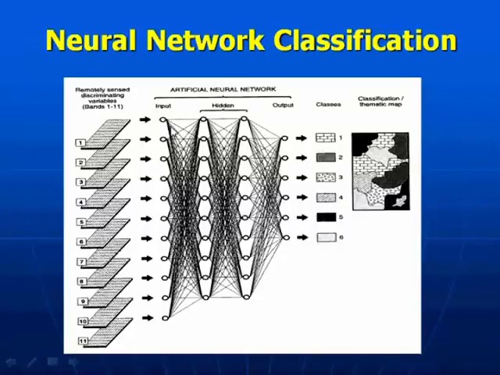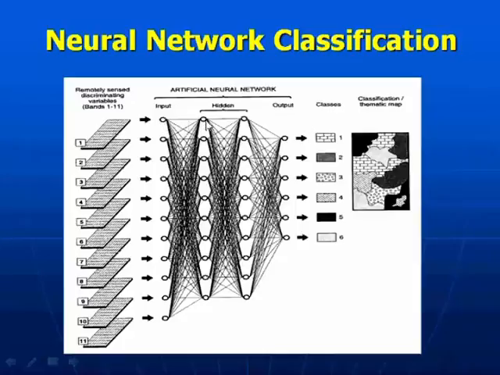So the number of neurons in the input layer and output layer are defined by design, whereas the number of neurons in the hidden layers are obtained by trial and error method. So now what is the process? The process is that I first need to train this neural network.